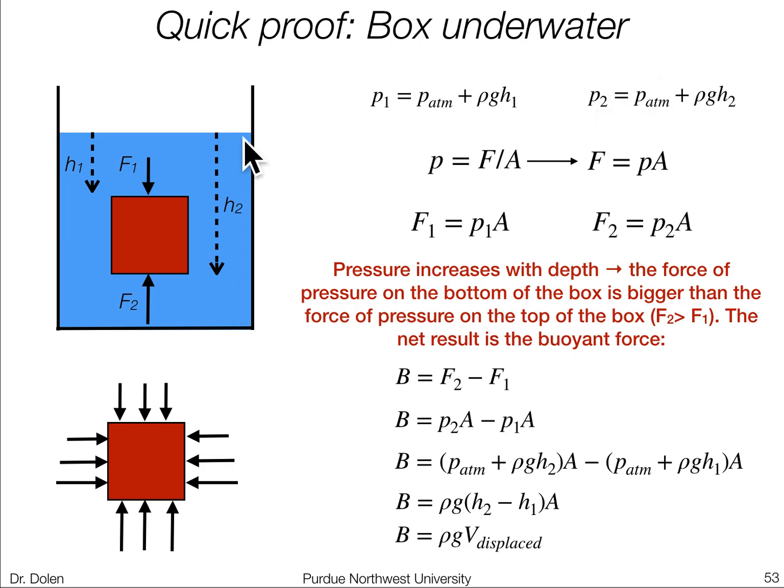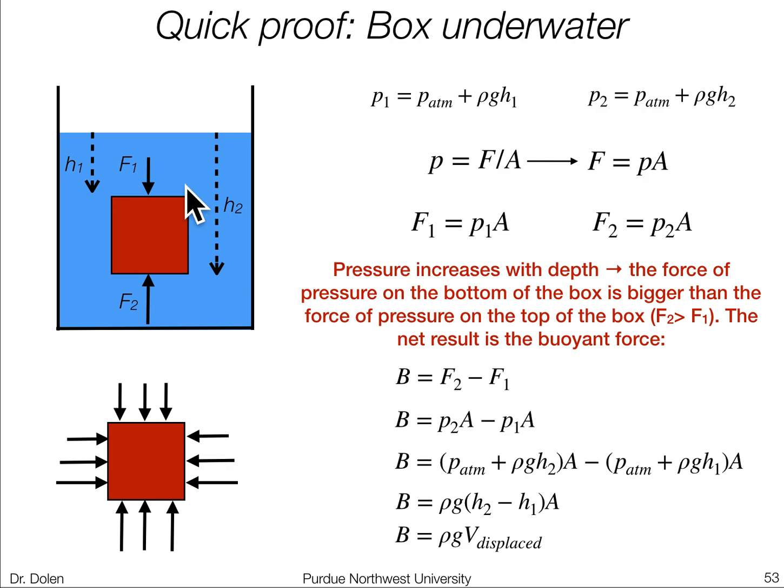I know that point 2 is deeper than point 1, so the pressure is going to be bigger at point 2 than it is at point 1. I also know that pressure is equal to force divided by area, which means that force is just pressure times area. If the area of the bottom of the box is the same as the top, but the pressure is larger at the bottom, that means the force on the bottom of the box is larger, which means this force upwards on the box is going to be bigger than the force downwards on the box from pressure.